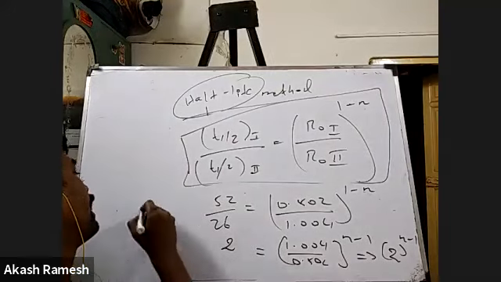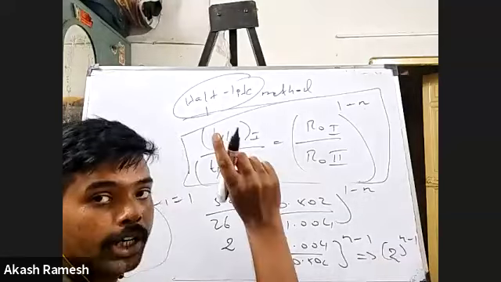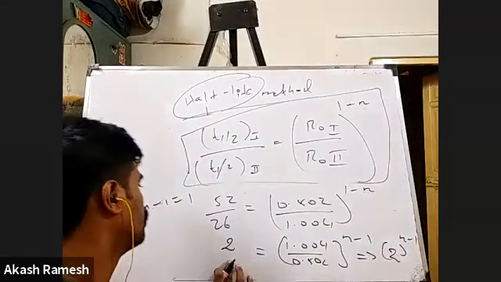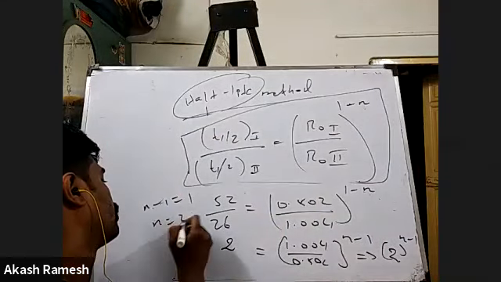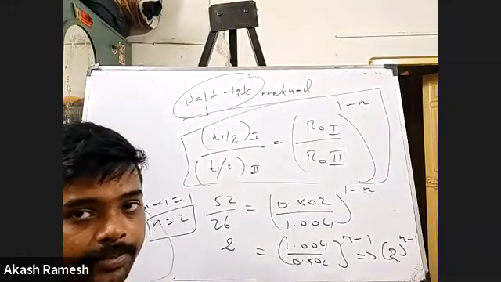So n minus 1 should be equal to 1, because 2 power 1 is only 2. So n minus 1 is 1, so n is equal to 2. Yes, your answer is correct. N is equal to 2 is the answer. Just the formula substitution.